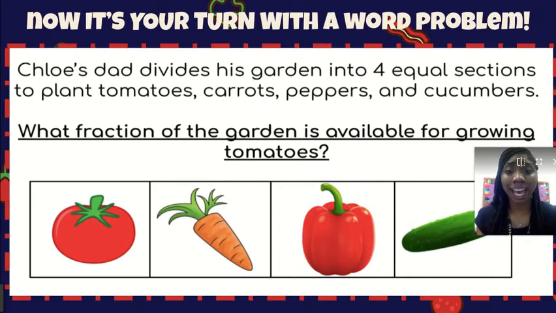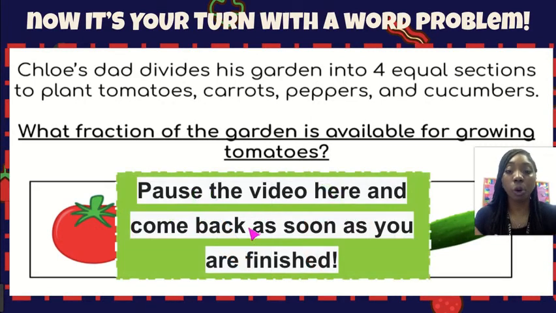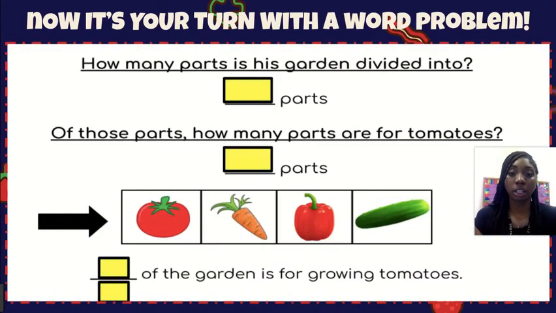It says Chloe's dad divides his garden into 4 equal sections to plant tomatoes, carrots, peppers, and cucumbers. What fraction of the garden is available for growing tomatoes? I want you to pause the video here and come back as soon as you can. So think about what fraction of the garden is available for growing tomatoes. And this is what I would like for you to do in your notebook.